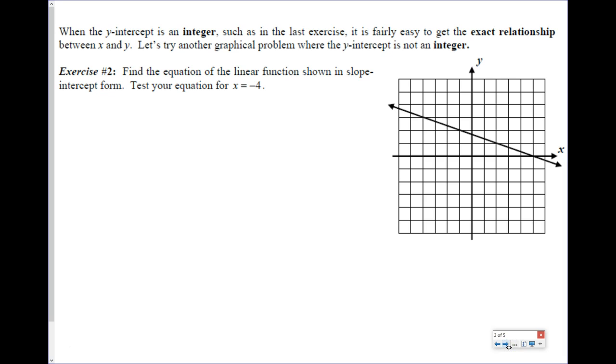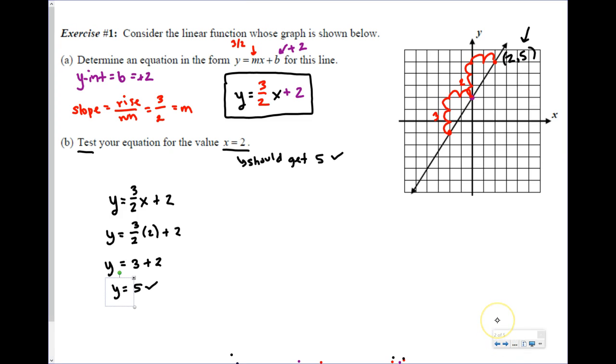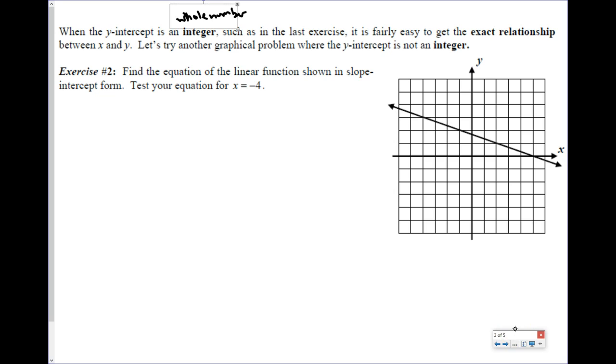When the y-intercept is an integer, meaning a whole number, such as in the last exercise, see how in this one the y-intercept was a +2. It's fairly easy to get the exact relationship between x and y. But let's try another graph problem where the y-intercept is not an integer, where the y-intercept is a decimal or a fraction.